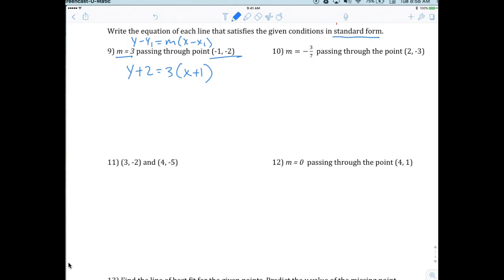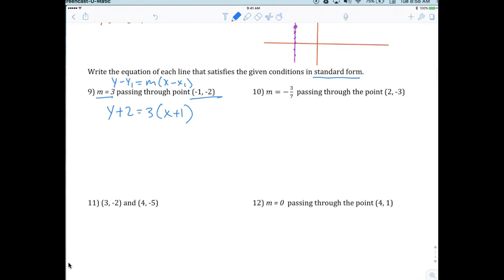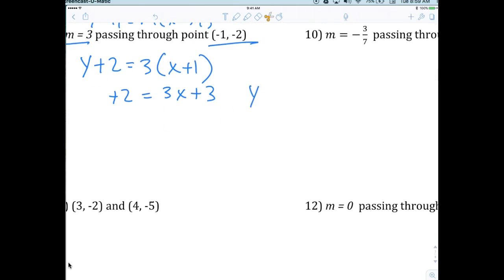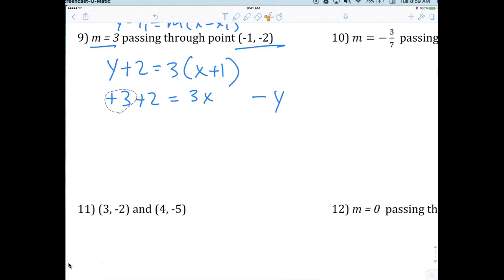In this case, the form I need is ax plus by equals c. That's what we're shooting for. So now I distribute the 3. y plus 2 equals 3x plus 3. Is everybody happy with that? Now I want the x to be positive, so let's practice. I'm dragging the y from the left side to the right, and moving the 3 from the right side to the left, and making it negative. So now your equation is 3x minus y equals negative 1.